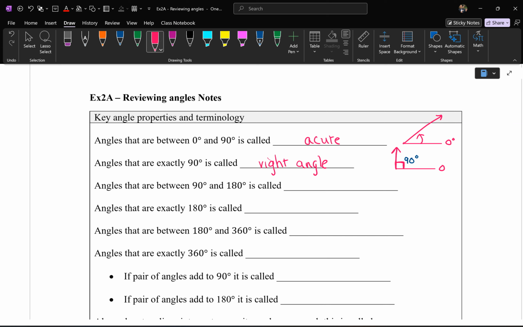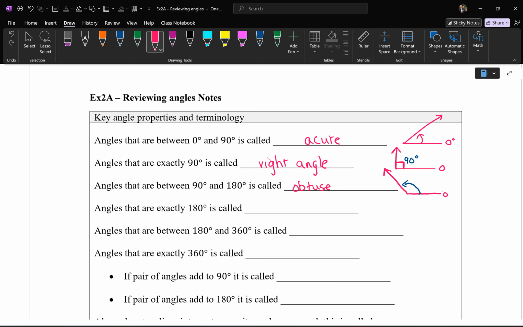Next one. I went from 0 and it went directly up, so that's 90 degrees. But if I went more than 90 degrees but less than 180, this is what it looks like. I started off at 0 and then I pass 90 degrees. So you can see I started here and I'm going in that direction now. If I started here, I have to turn my body all the way to that direction. This angle is called, someone just called it out? Obtuse, very good. So this is obtuse.